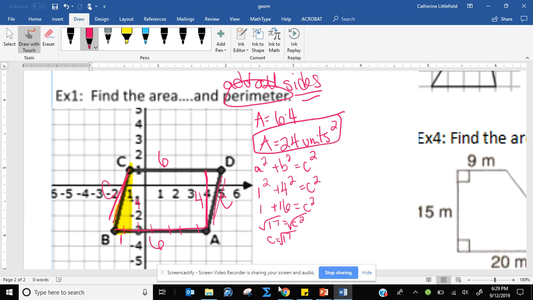I want you to leave it in this form with radicals, okay? So the perimeter then is going to be, here I'll circle it in a different color, 6 plus this 6 plus the square root of 17 plus the square root of 17. Okay, so 6 plus 6 is 12, plus we have 2 square roots of 17, because this guy is the square root of 17 and that guy's the square root of 17. So we have plus 2 square roots of 17.